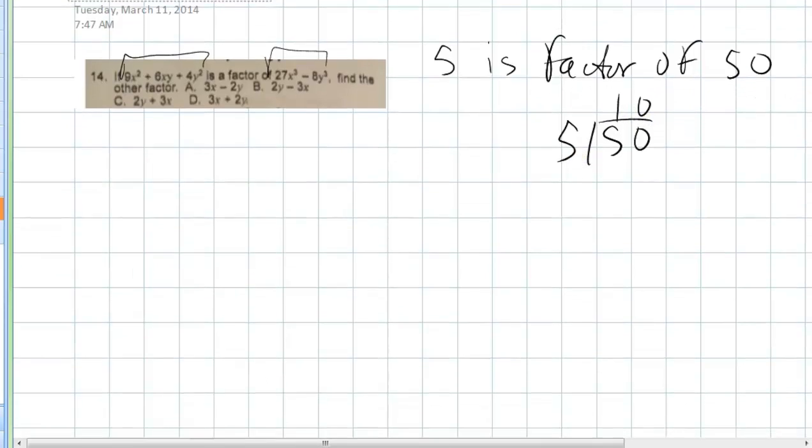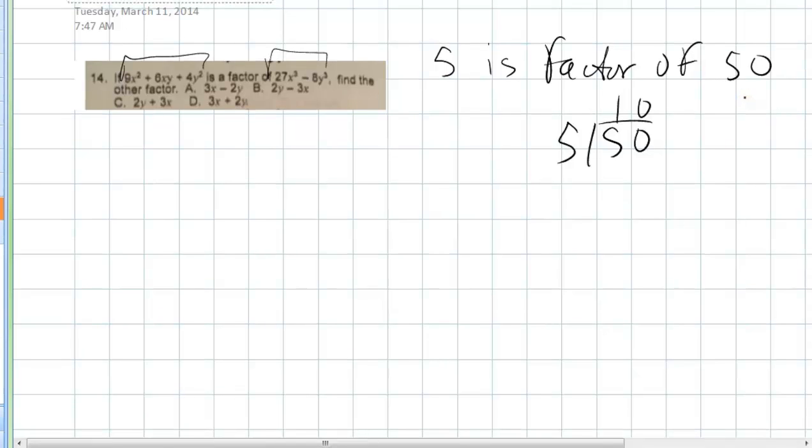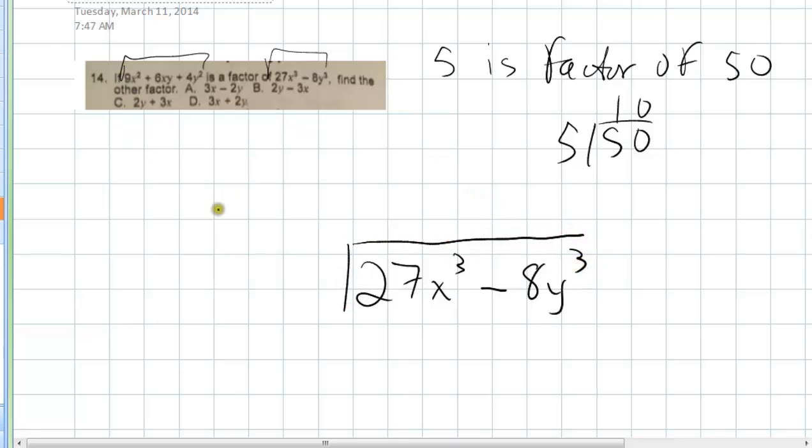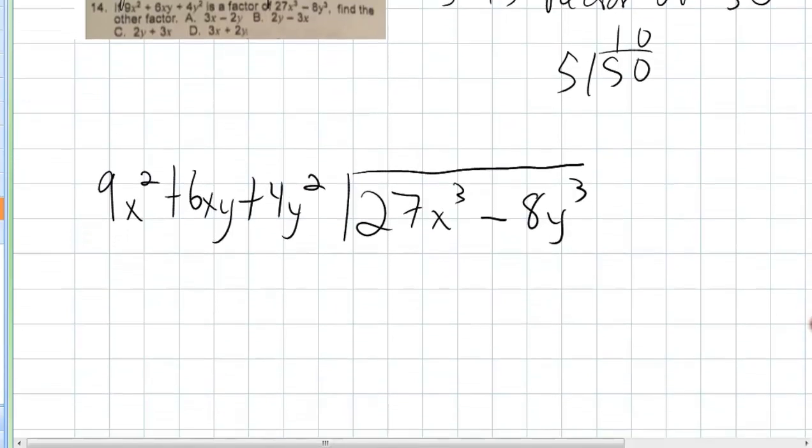We're having the same idea here. Basically what they're saying is, we can take 27x cubed minus 8y cubed and divide it by 9x squared plus 6xy plus 4y squared. And we should get an even answer with no remainder, which means that we'll find the two factors of this number. So let's start doing this.